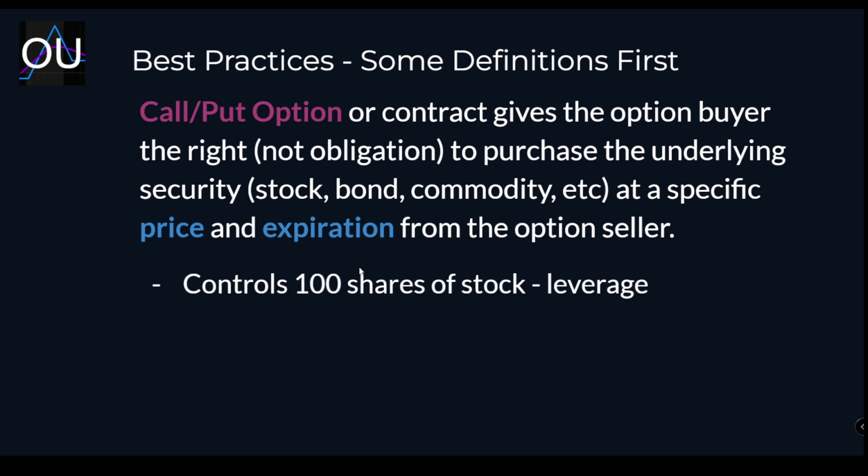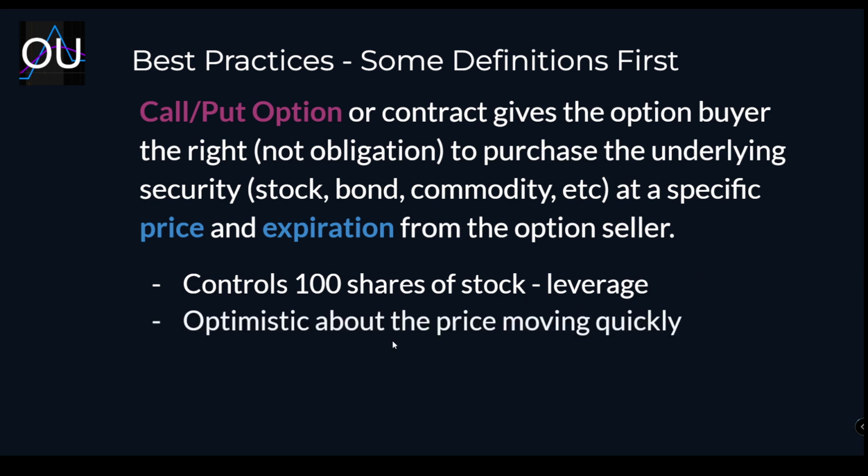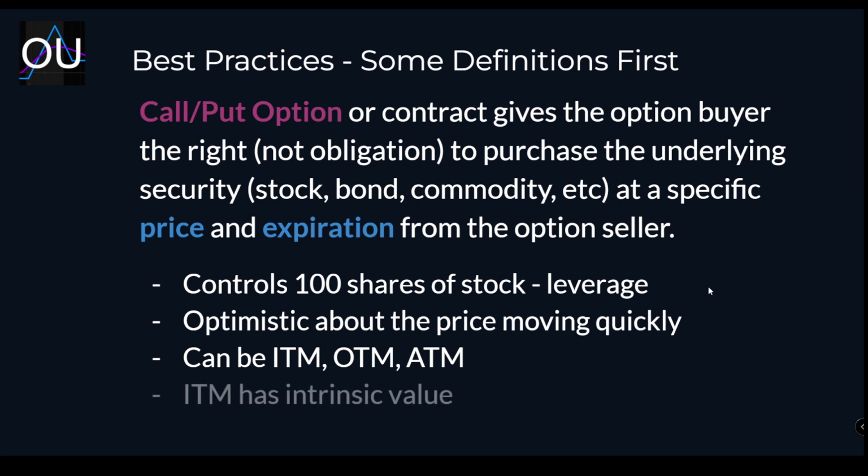One contract controls 100 shares of stock, which gives you leverage. In buying calls and puts, you're typically optimistic about a price moving very quickly because there's an expiration. And then they can be in the money, out of the money, or at the money, and these are acronyms you'll see. We'll cover those shortly.